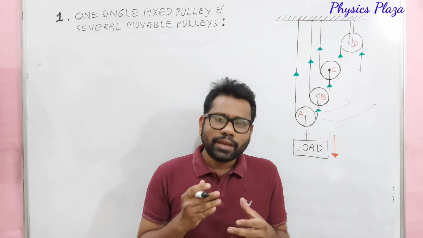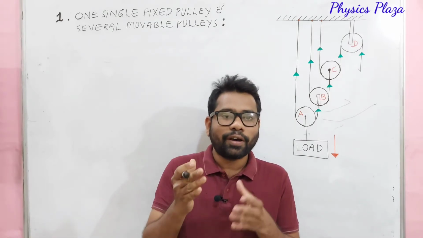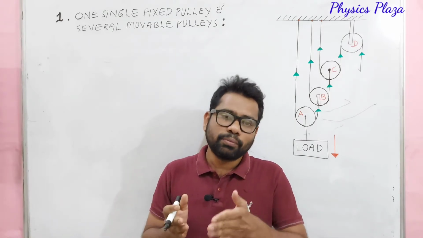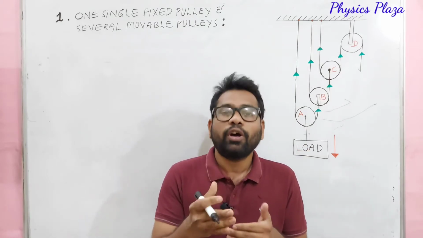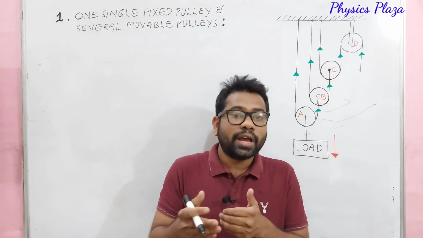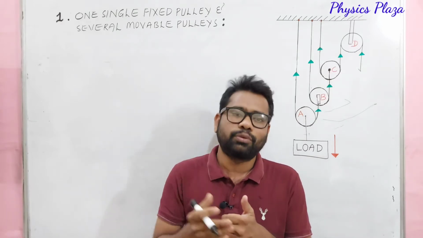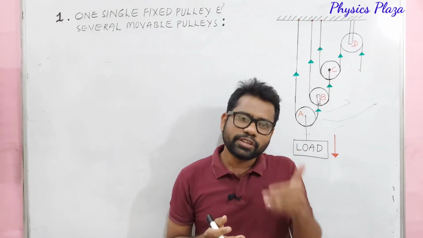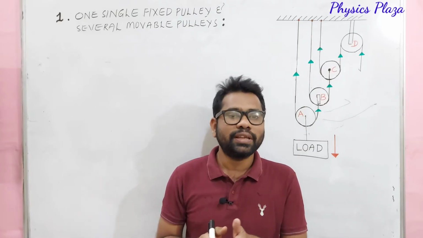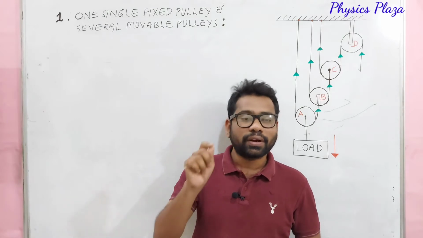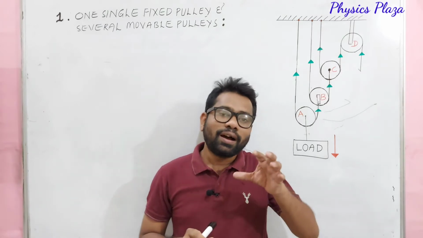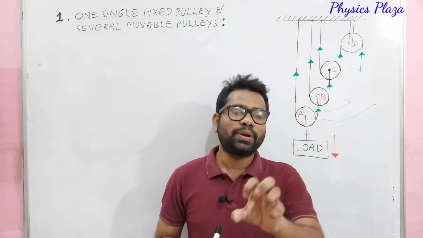But dear children, in order to lift heavy loads, or to carry a heavy load from one place to another place, we require a system with a mechanical advantage greater than 2. But children, by using a single fixed pulley or a single movable pulley individually, we cannot attain a mechanical advantage greater than 2. So for that, what we will do? We are going to combine the pulleys.